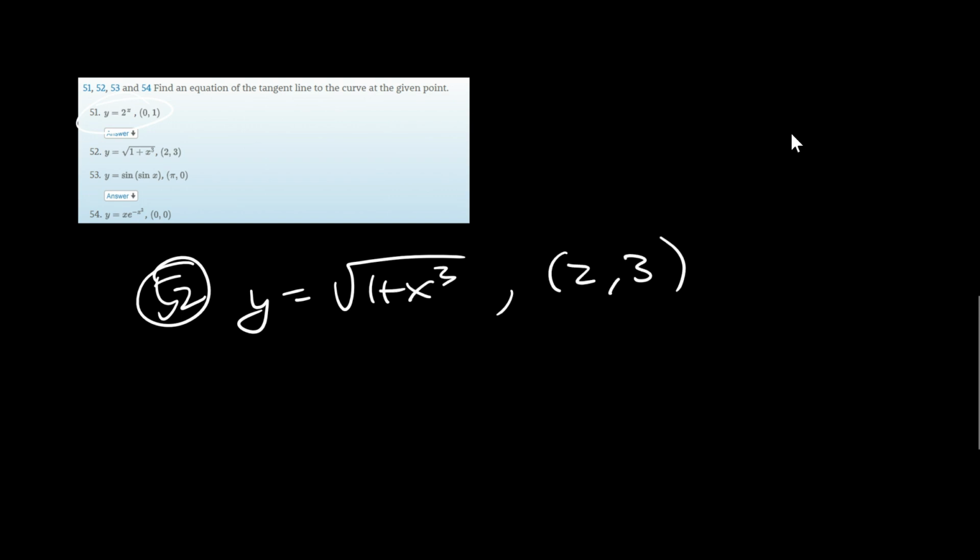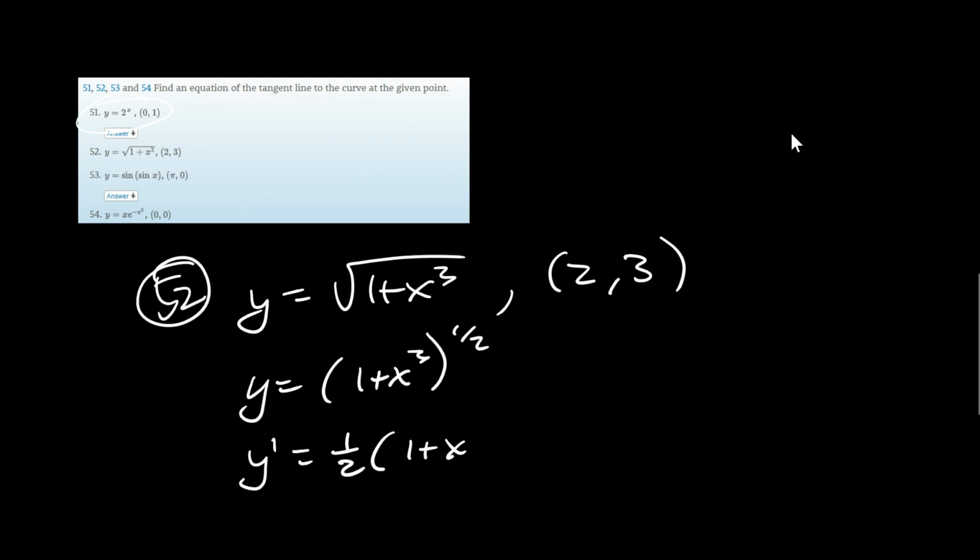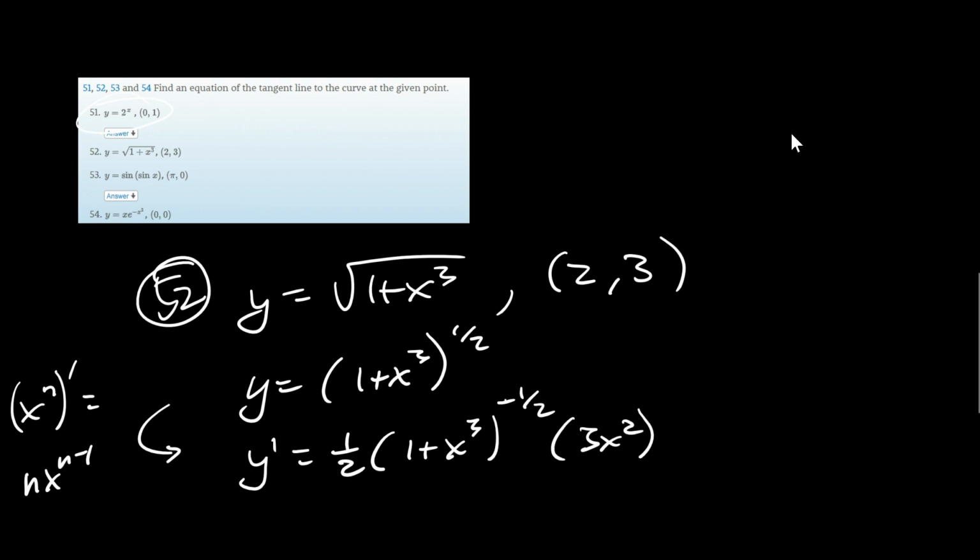So what you would do is immediately write this as 1 plus x cubed to the 1/2 power so that you can use the power rule. You take the derivative using the chain rule, so that's 1/2 times 1 plus x cubed to the 1/2 minus 1, which is negative 1/2. Basically what I'm using here is x to the n; the derivative of that is n x to the n minus 1. Now you take the derivative of the inside, 3x squared.